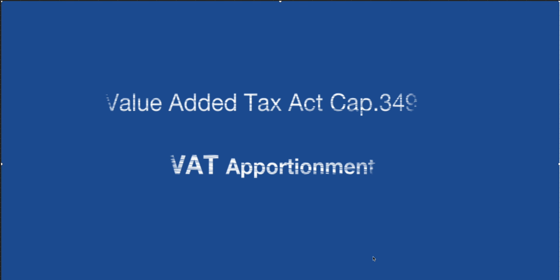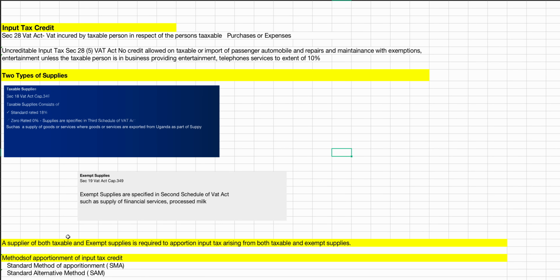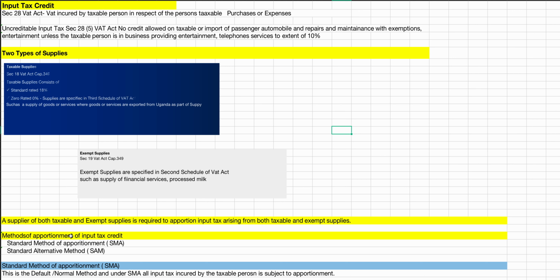And I'll be talking about the value added tax. In particular, I'll be taking you through the VAT apportionment. As you all know, we have two basic methods of VAT apportionment: the standard alternative method, which is SAM, and the standard method of apportionment, which is the SMA.